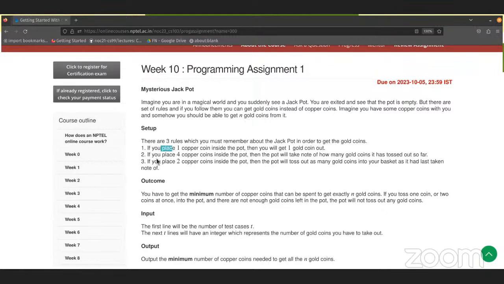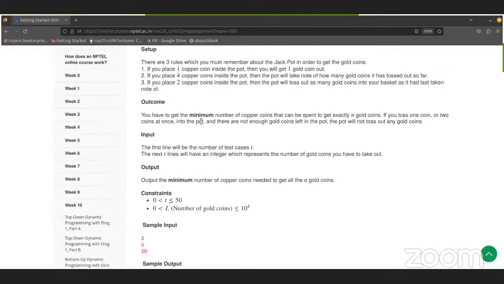So this is the first condition. And if you place 4 copper coins inside the pot, then you will take note of it, how many copper coins so far you have actually put in. And if you place 2 copper coins inside the pot, then the pot will toss out as many gold coins as it remembered. So that's what the question is. The outcome is you have to get the minimum number of copper coins that can be spent to get exactly n gold coins. If you toss 1 coin or 2 coins at once into the pot and there are not enough gold coins left in the pot, the pot will not toss out any gold coins. So this is like the base case, if you can think of it.